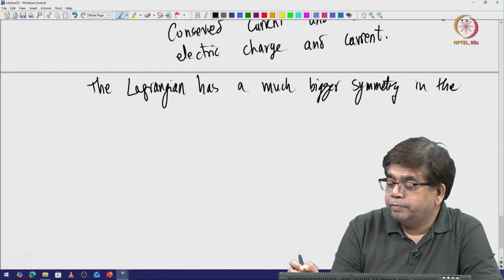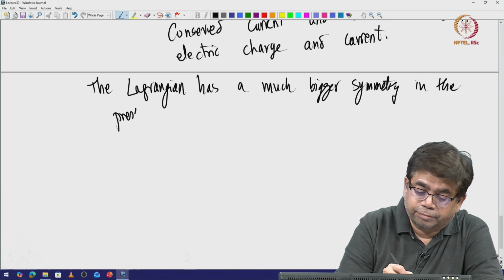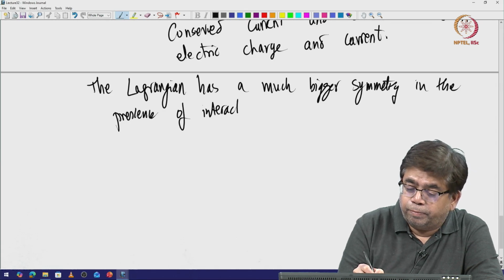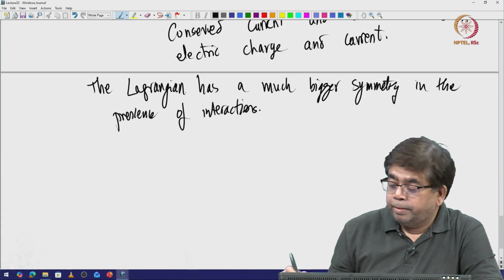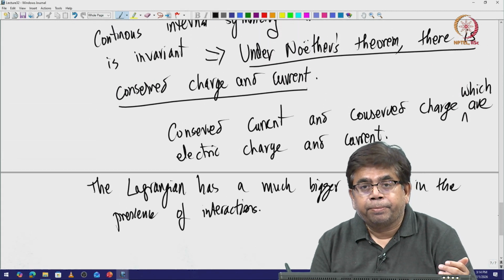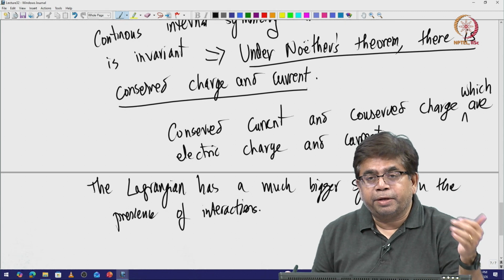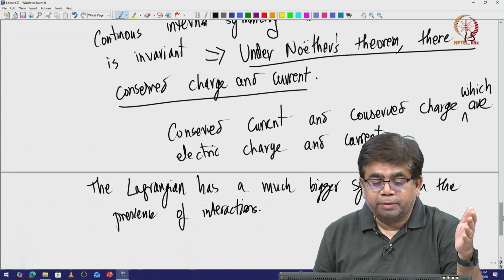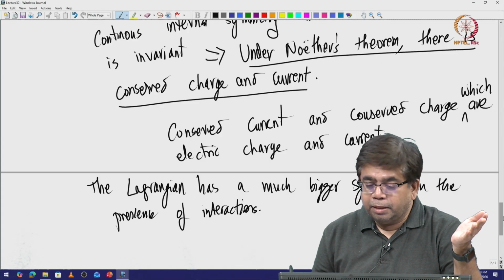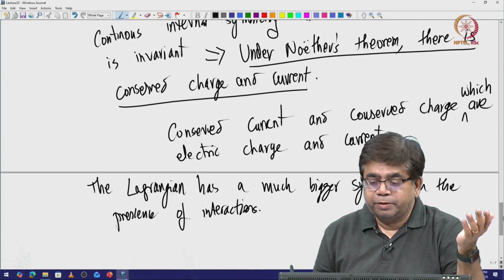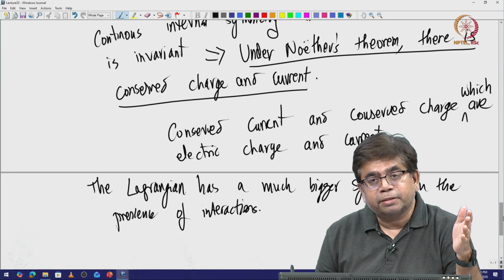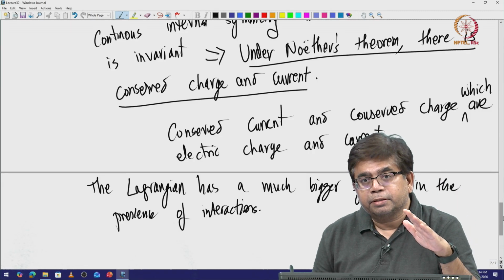In the presence of interactions. So what I am trying to say here is this conserved current and conserved charge exist even if there are no interactions, okay. So Noether's theorem holds and everything. So this arbitrary space rotation will always hold, even in the absence of interactions, also in the presence of interactions.